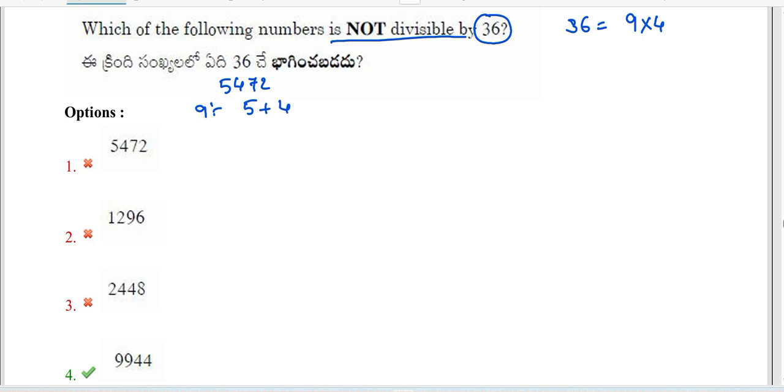So 5 + 4 + 7 + 2. When adding this, what you will get is 18. As 18 is exactly divisible by 9, 5472 is also divisible by 9.